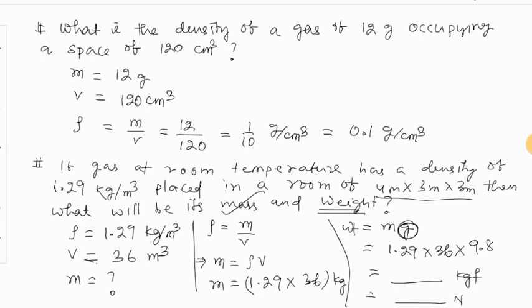Can you differentiate why mass has a unit of kg and weight has a unit of Newton? Why? Because mass and weight are not the same. Weight is a force. Mass is not a force. Clear? Another term we are going to discuss is weight density.